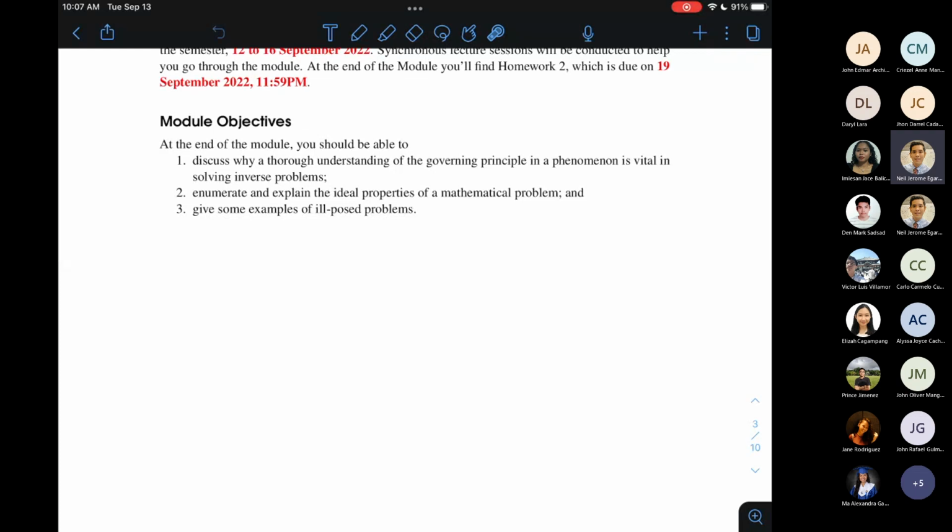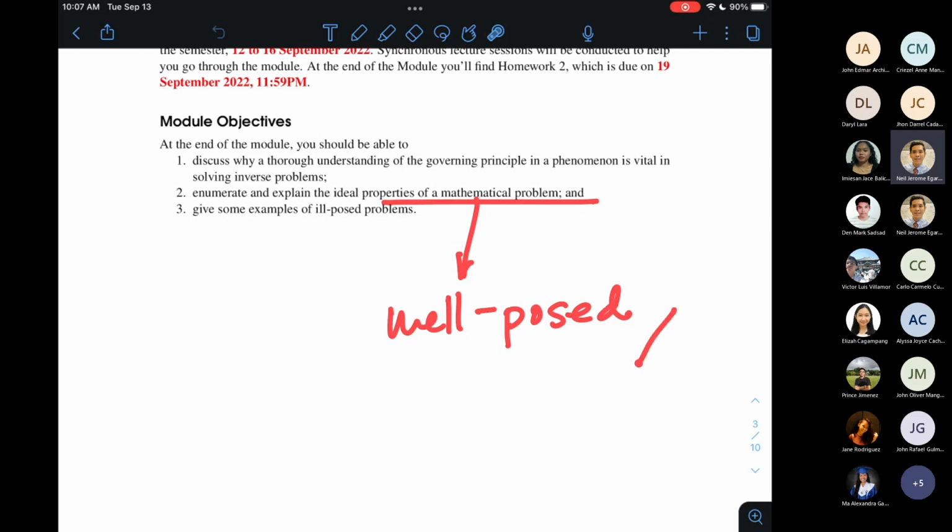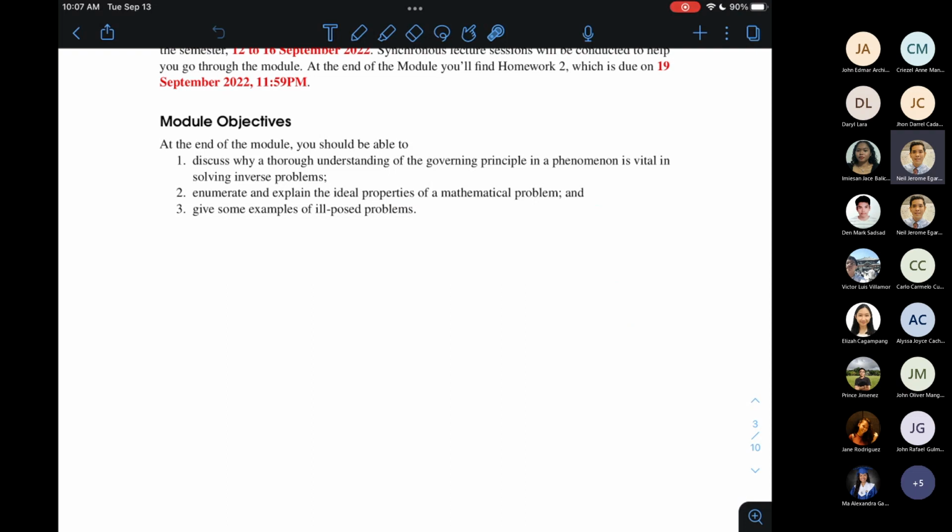And then we will look at some ideal properties of a mathematical problem. In particular, our goal is to learn what a well-posed and consequently an ill-posed problem is. Kasi gusto kong ma-enumerate nyo at ma-explain kung ano yung mga ideal properties of a mathematical problem. In general, we will see that we want mathematical problems, be it forward or inverse, be well-posed. Kasi tingnan natin ano nga ba yung requirements parang isang problem ay maging well-posed, right? Tapos kamalas-malasan, makikita natin na lahat pala ng mga inverse problems or almost all of them are ill-posed, all right? Or hindi naman lahat, pero yung mga interesting inverse problems ay ill-posed.